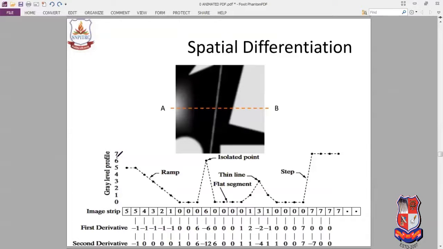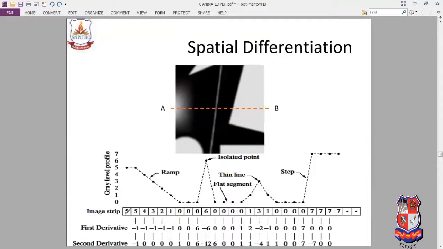So we say that it is a 3-bit image, and this particular profile is nothing but your image profile when we are traversing from A to B. So we can see that at A we have some brighter region, and then gradually we go towards the darker region. We enter the black region, and then suddenly we get an isolated point which is very sharp, and we get a high or bright point. Again we suddenly come down, and then we remain in the black region. Then gradually at this particular line, we move towards a little bit of gray level, and then again we go to black, and then suddenly we go to the white region, and then we remain in the white region.